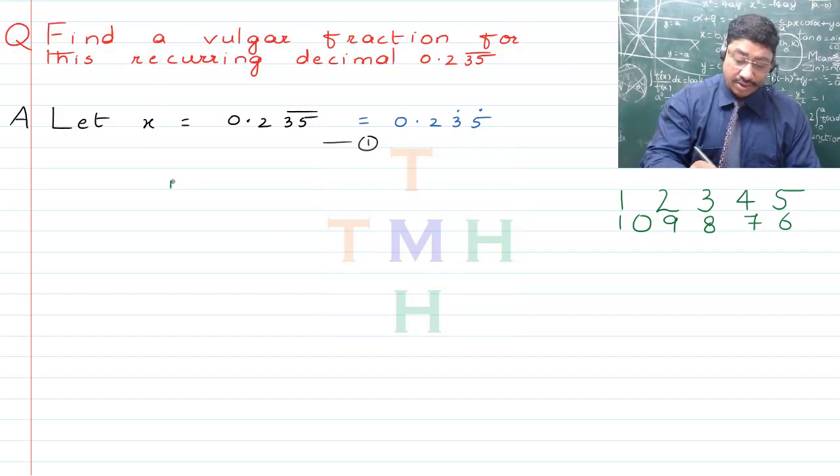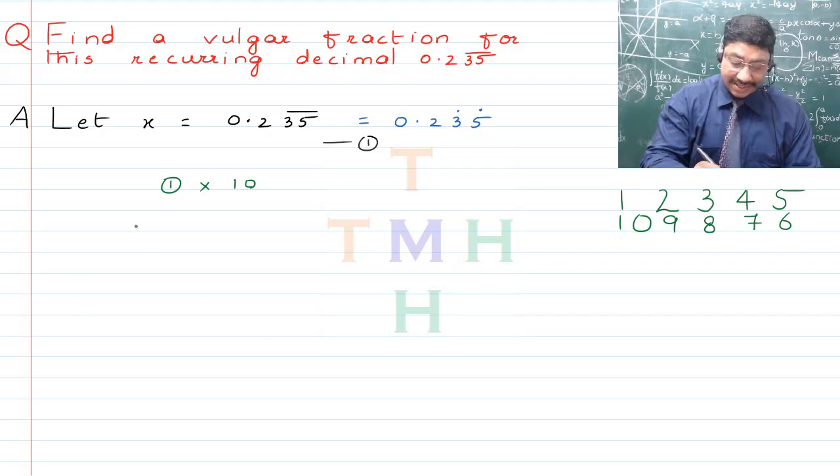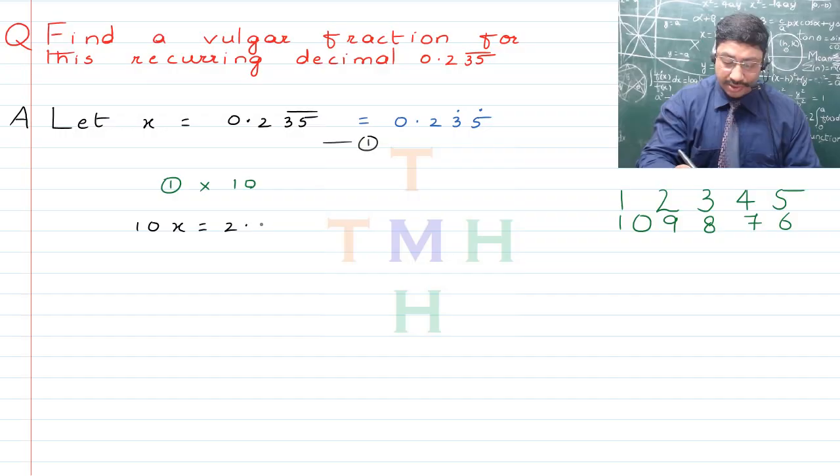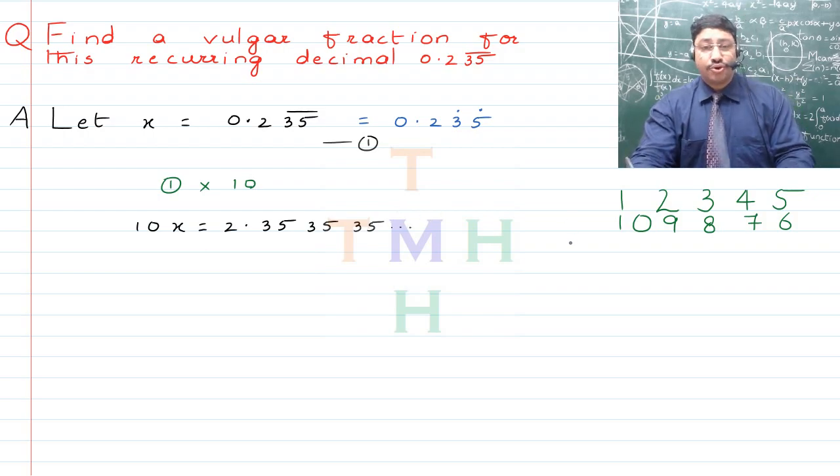So this is going to be the first step. That is, we're going to multiply equation number 1 by 10, and then we will bring the non-repeating part in front of the decimal. As such, we will have 10x equal to 2.353535. Now I'll actually write what the recurring decimal is so as to show you its power. Okay, now children, we see here that 0.35 is the recurring part.